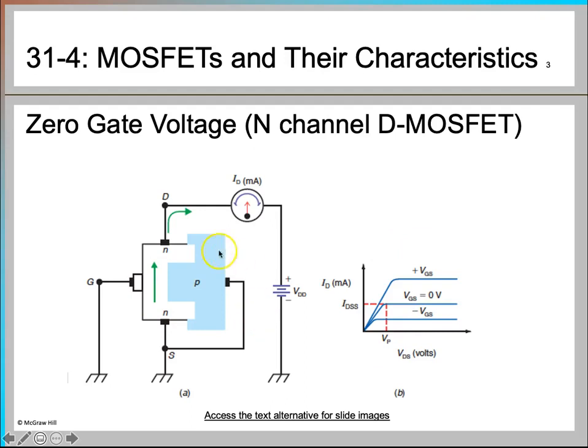Now if we see here, we have this VDD, a positive voltage, basically given to the drain terminal.